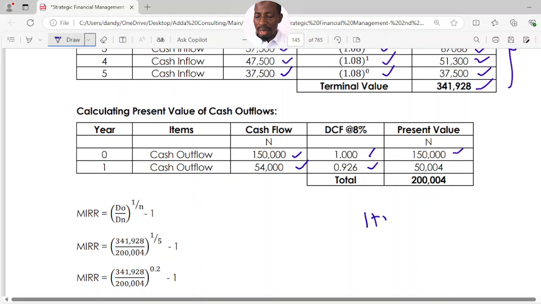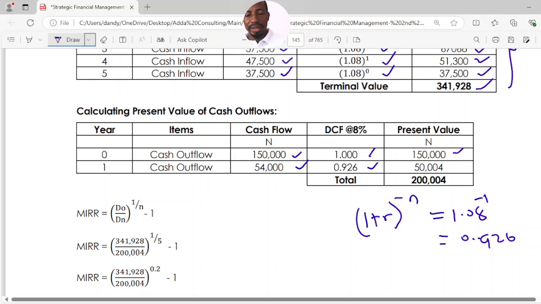It's 1 plus r raised to power minus n. In this case, that will be 1.08 raised to power minus 1. So this will give you 0.926. That's how we got it, 0.926. When you multiply with 54, that will give you 50,000. 50,000 plus 150,000, that's 200,000 naira.